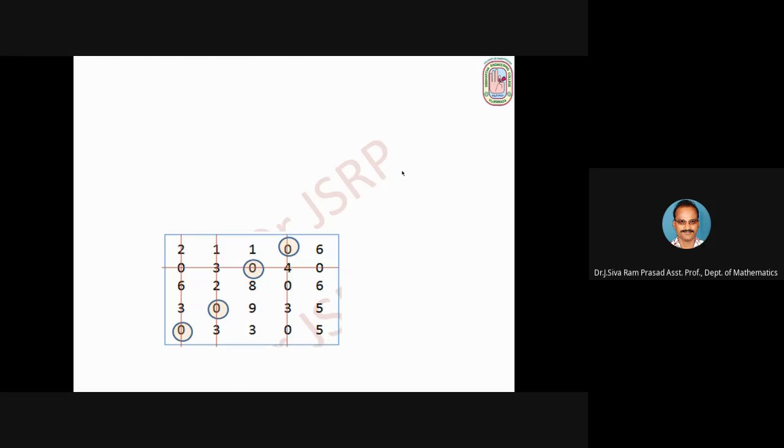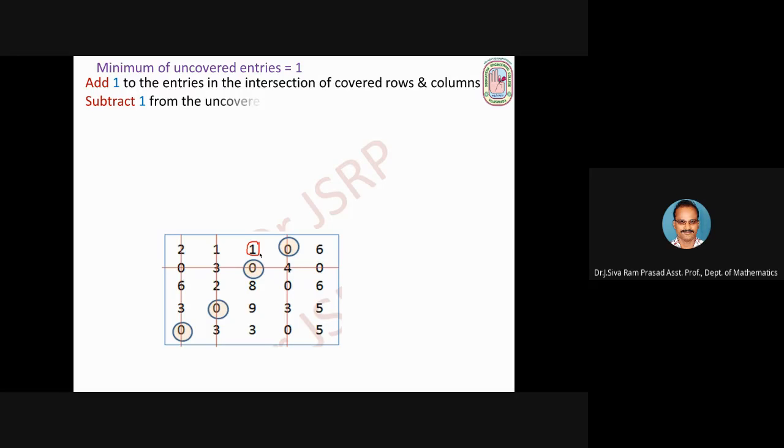How to improve the assignment? Again, identify the smallest value in the uncovered entries. So what is the smallest value in the uncovered entries? 1. Okay. So the minimum of uncovered entries, C, equals 1. As usual, add 1 to the entries in the intersection of covered rows and columns and subtract 1 from uncovered entries.